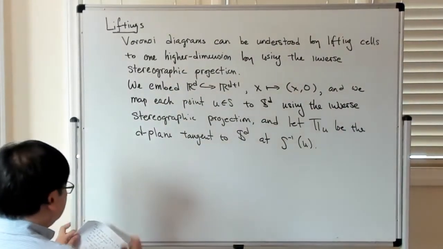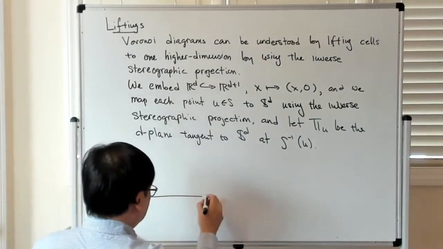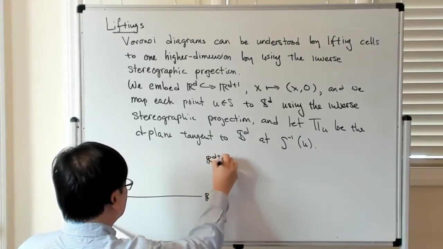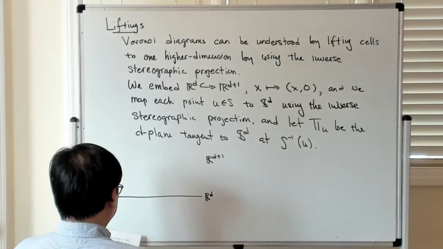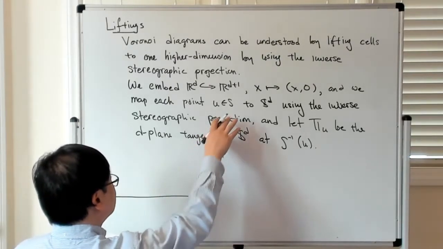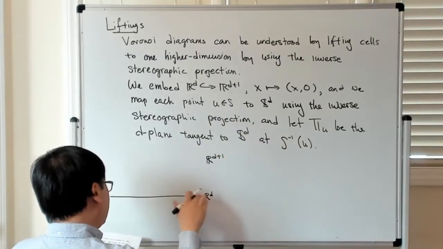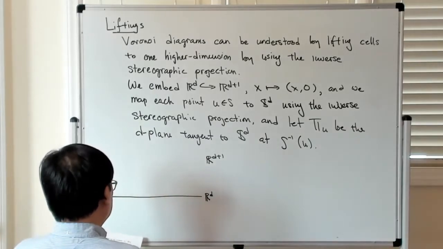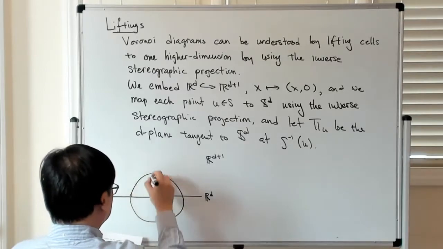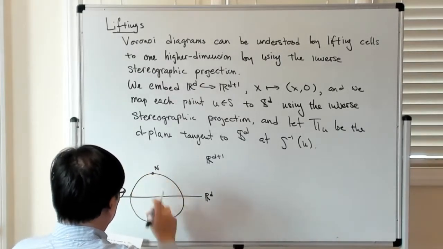So what I'm going to do is think of just this line here as R^D, and then the whole space is R^(D+1). Okay, so this is where all the data lives, all the S's live, in this codimension 1 hyperplane. Okay, and then if you recall, you have stereographic projection, which involves having this sphere with a north pole here.